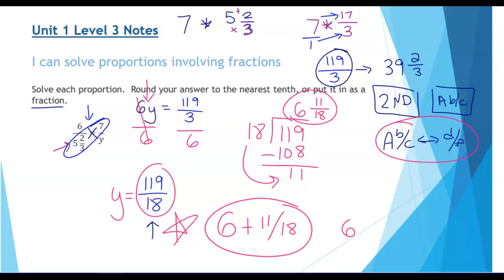It will not accept 6 in a space 11 18ths. It will not accept that. You need a plus sign with mixed numbers. Keep playing around with that, we'll get it.